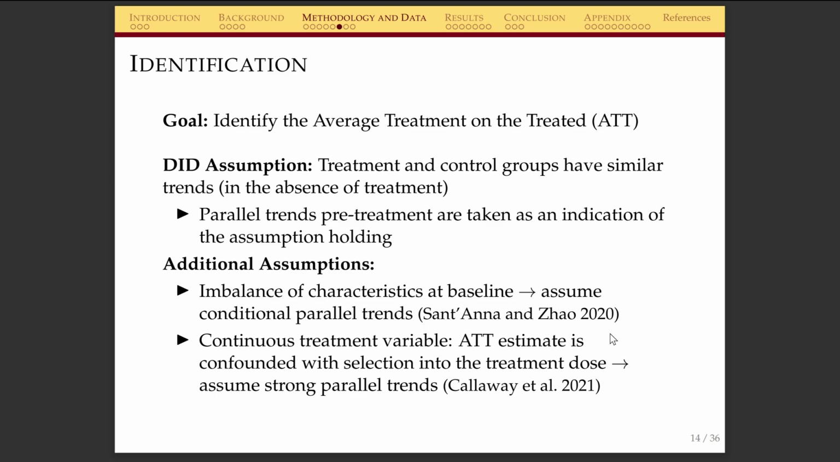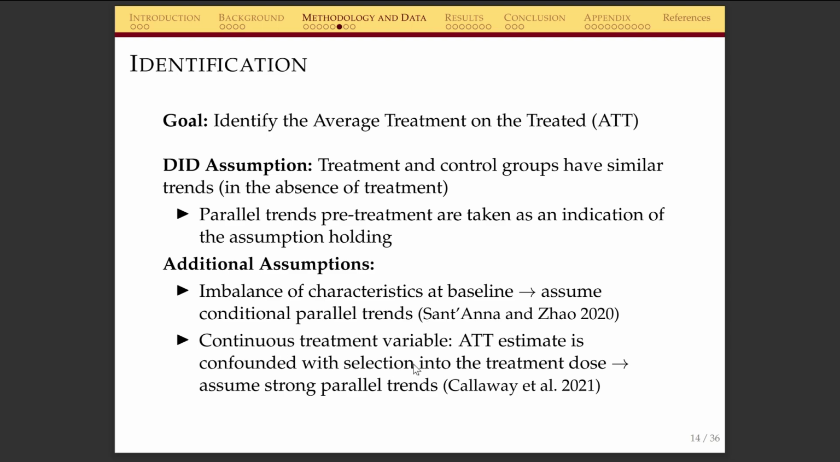And so in terms of identification, I just talked about how my districts are not balanced. And we need the balance to argue for parallel pre-treatment trends. So to deal with this, I'm going to assume conditional parallel trends, and I'll show you shortly what I use for this.